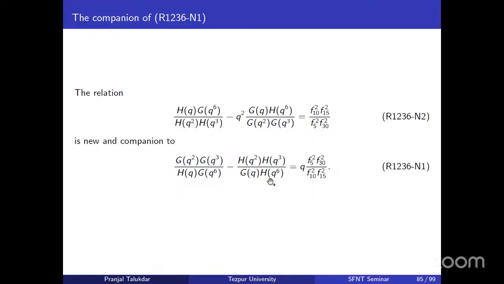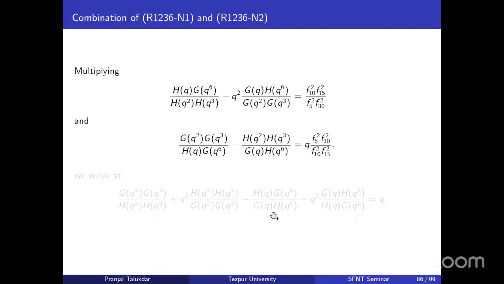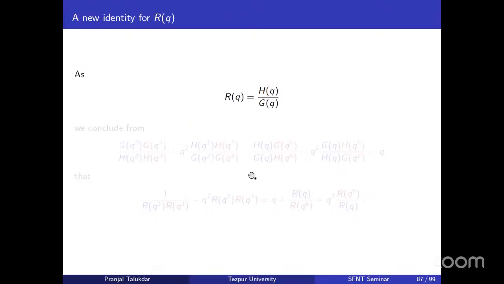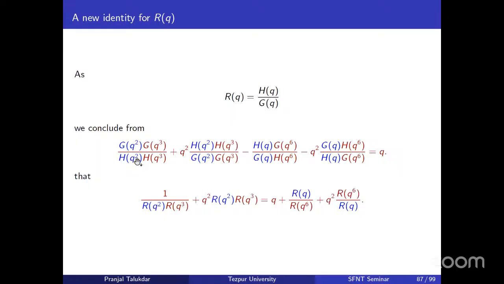So these are two. When you observe closely, you will see that the right hand side of this is just the reciprocal of this, with this extra factor of q, of course. Now here is something interesting. If we multiply these two things, the right hand side gets cancelled out, only q remains. And what happens to the left hand side? Now we multiply these two things, and we actually arrive at this.